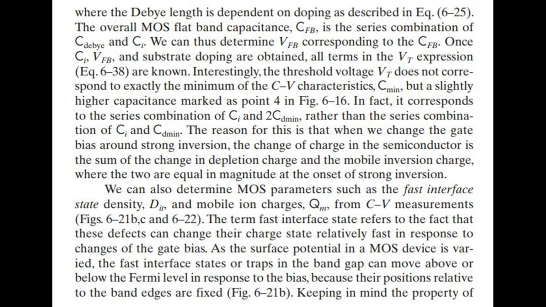We can also determine MOS parameters such as the fast interface state density, Dit, and mobile ion charges, QM, from capacitance-voltage measurements, Fig 6.21b, c and 6.22. The term fast interface state refers to the fact that these defects can change their charge state relatively fast in response to changes of the gate bias. As the surface potential in a MOS device is varied, the fast interface states or traps in the band gap can move above or below the Fermi level in response to the bias, because their positions relative to the band edges are fixed, Fig 6.21b.